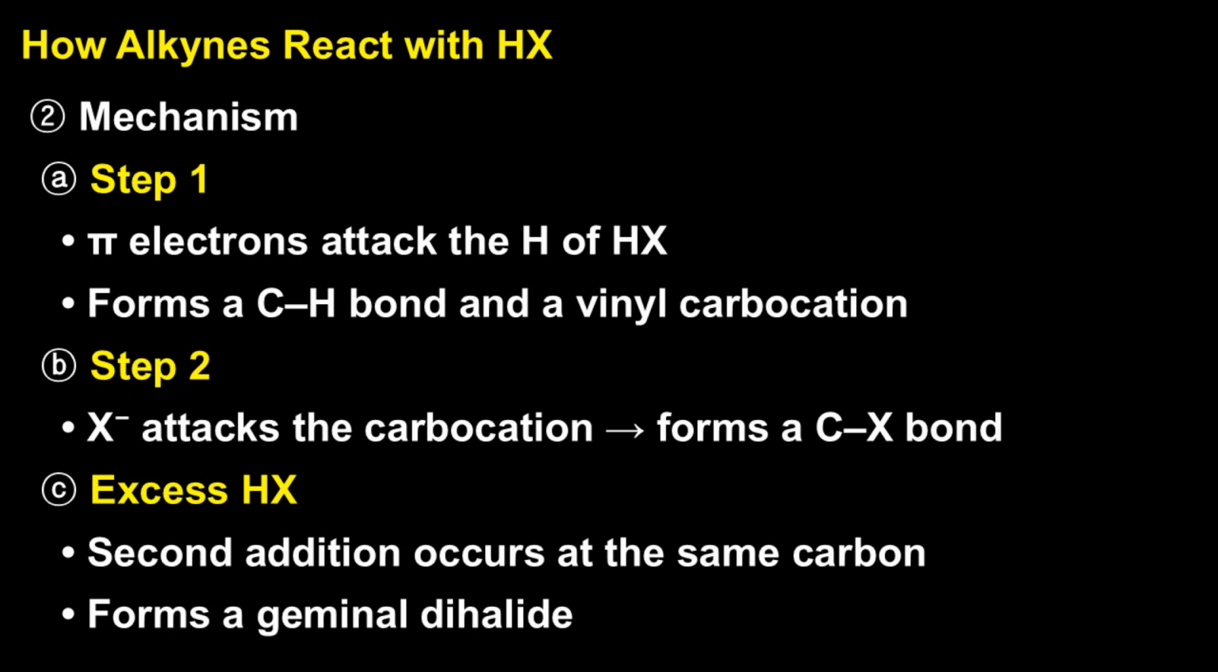Let's briefly summarize it step by step. Step 1. The pi electrons in the triple bond go after the hydrogen in HX. That forms a new C-H bond, and we get a vinyl carbocation. Step 2. The halide ion X- comes in and attacks that carbocation, forming a C-X bond. Now, if there's excess HX in the reaction, the whole thing happens again. Another proton adds, then another halide, all on the same carbon. And that gives us a geminal dihalide, which is actually a pretty stable product.